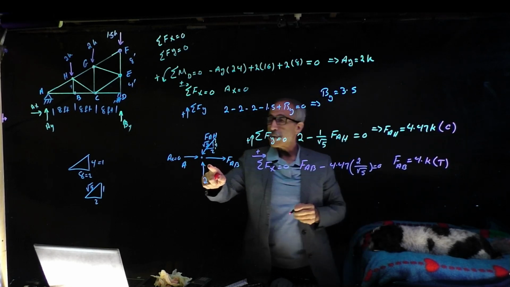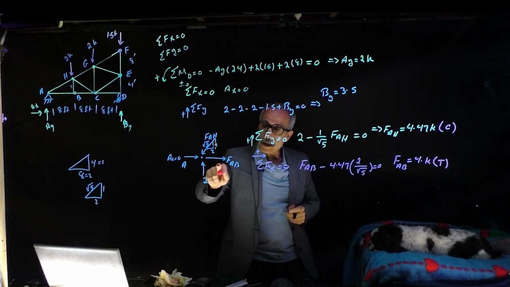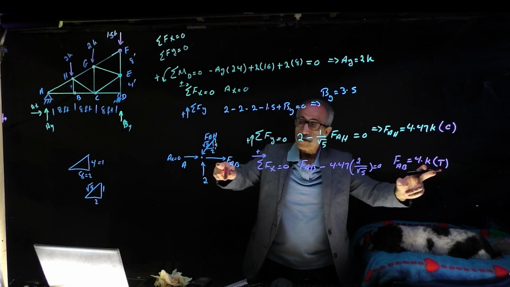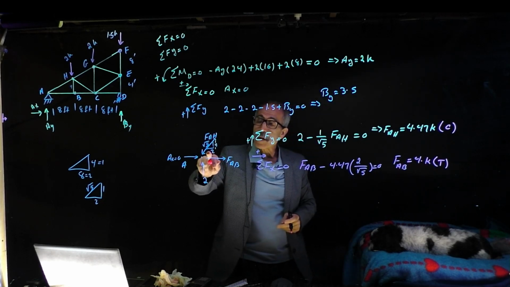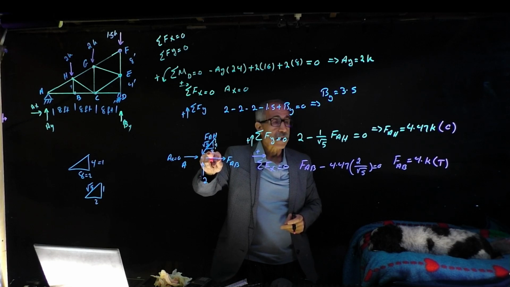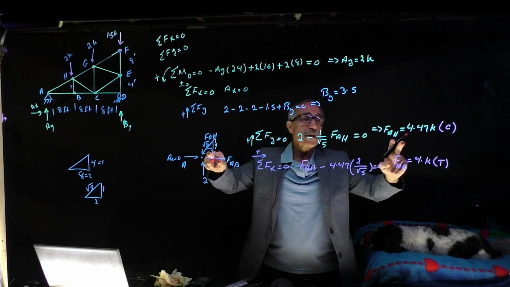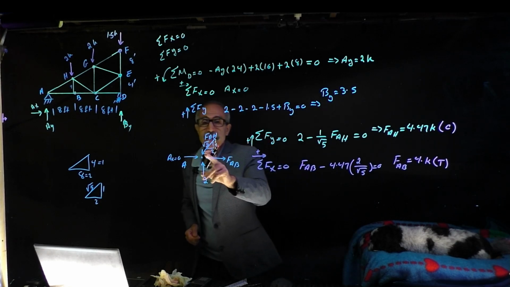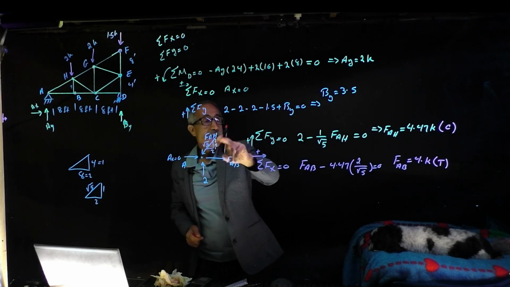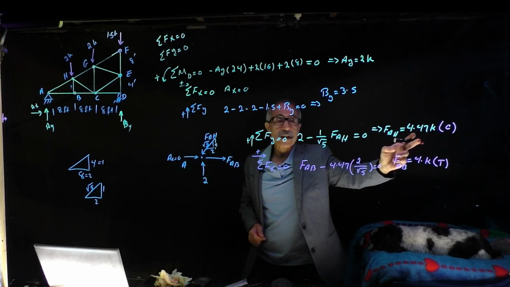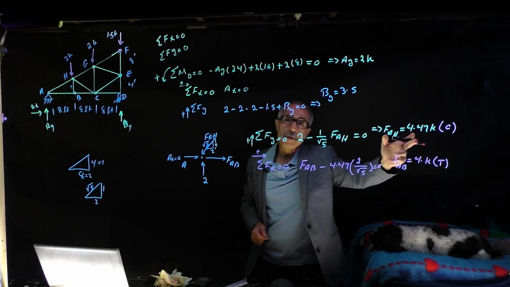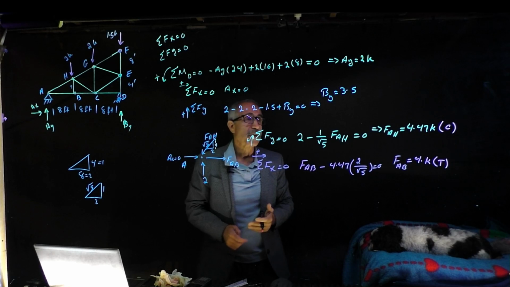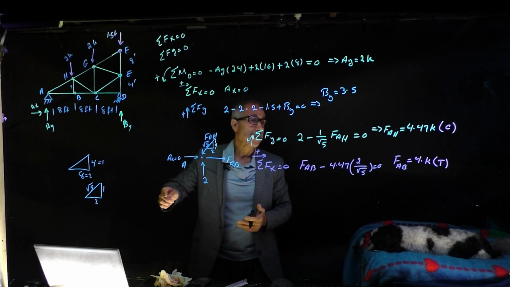Now remember, because I assumed correctly and my number came out positive, that means I assumed tension was positive. And if I assume compression over here and my number came out positive, that means my assumption was correct. However, if I had this going up the other way, and this number had come out as a negative number, then I would have known that I made the wrong assumption, and I would have to correct it. All right, let's do another joint.